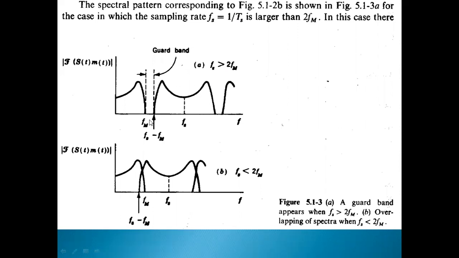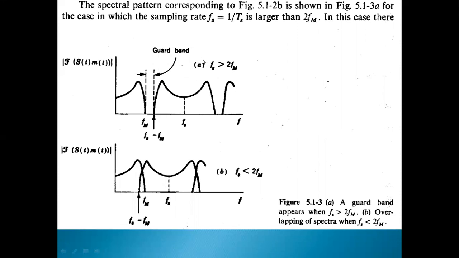In this case, the 0 to FM spectrum is there, and then the Fs minus FM spectrum. So the ending and starting edges are not the same. Between the ending and starting edges, a guard band is provided. This guard band appears with the Fs greater than 2FM condition only.